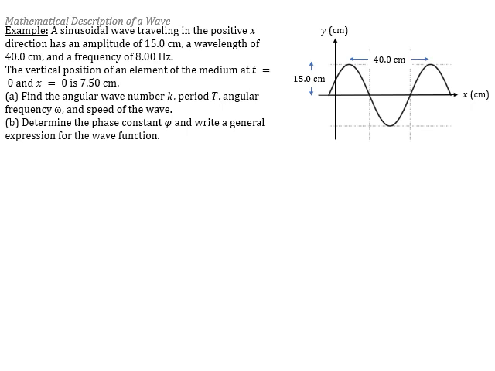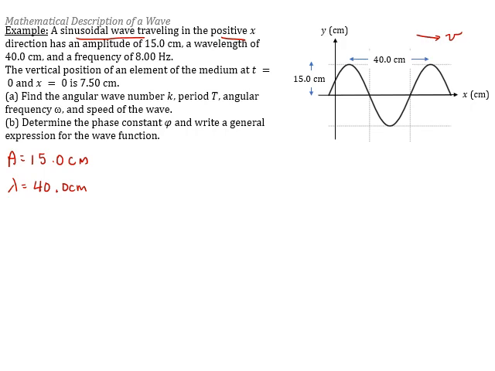Let's do an example now that's similar to one we did earlier, but we'll layer in a little bit of that transverse velocity. So we have a sinusoidal wave traveling in the positive x direction to the right. It has an amplitude of 15 centimeters, wavelength of 40 centimeters, or 0.40 meters.